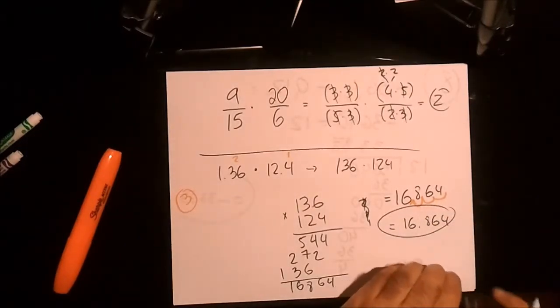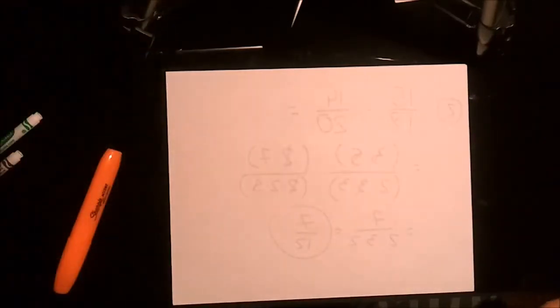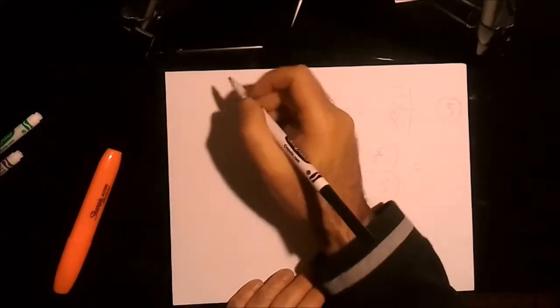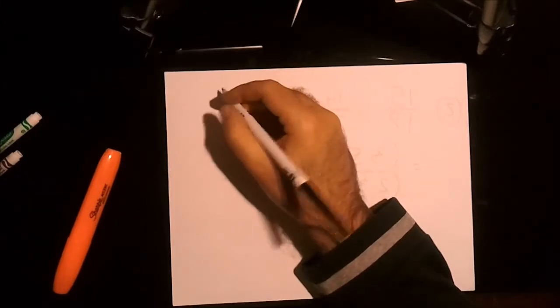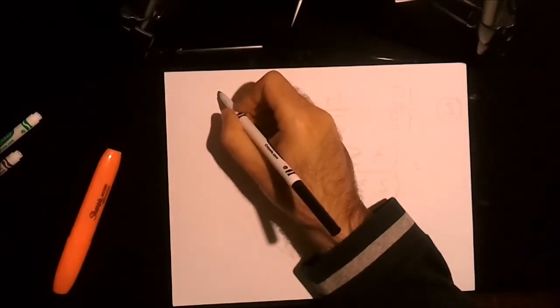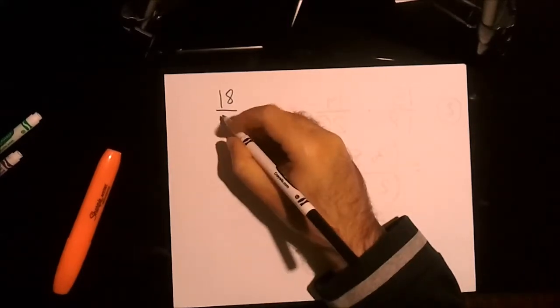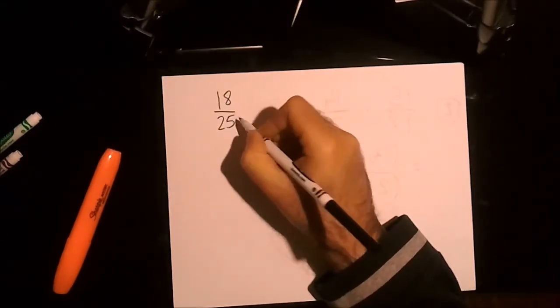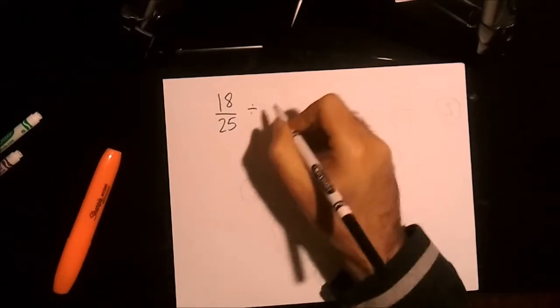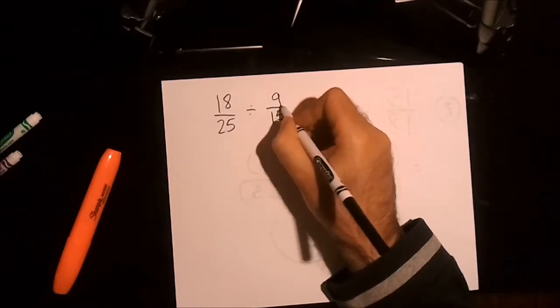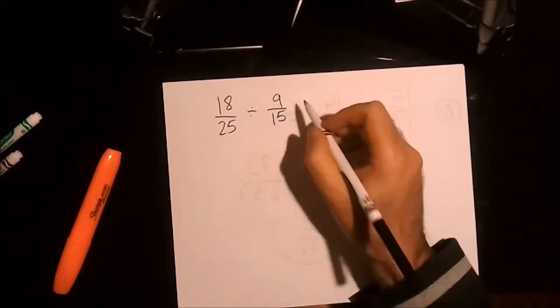Alright, let's do another problem. This one, let's do it with division of 2 fractions. Let's go with 18 over 25 divided by 15 over 9. Alright, excellent.